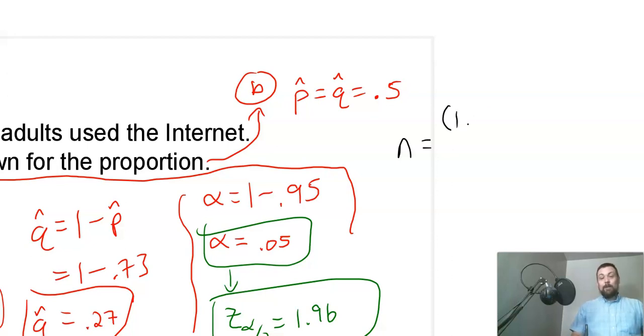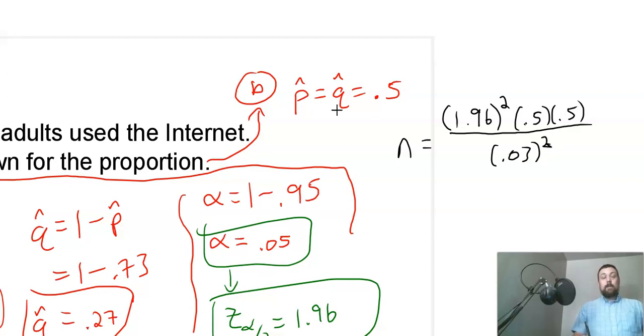So n equals z, which is 1.96 still, squared. P hat, which is going to be 0.5. Times q hat, which is 0.5. The whole thing divided by e squared, which is going to be 0.03 squared. Like I said, this is worst case scenario. When you assume p hat's 0.5, it's going to make the sample size the biggest it would have to possibly be to get a margin of error of 3% or less. So this is actually going to be more than 842. That's what we're going to find here. So we'll get 1.96 squared times 0.5 times 0.5 divided by 0.03 squared.